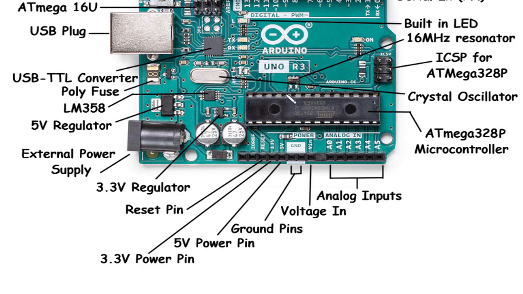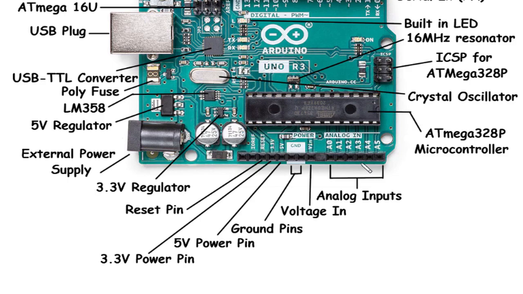Now, let's focus on the heart of the Arduino Uno Rev3, the ATmega328P microcontroller. This microcontroller is based on the AVR architecture and is responsible for executing the instructions of your program. It contains the central processing unit, CPU, memory, both flash and SRAM, and various peripherals for input-output operations.